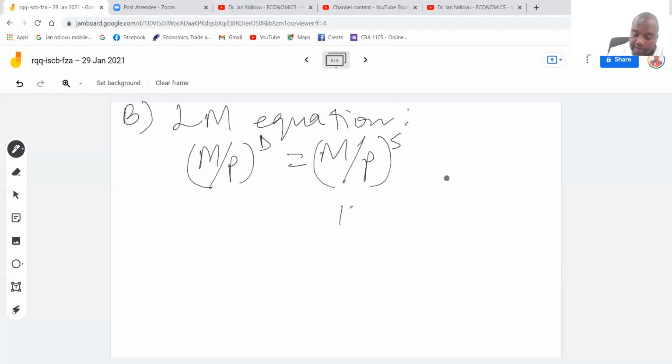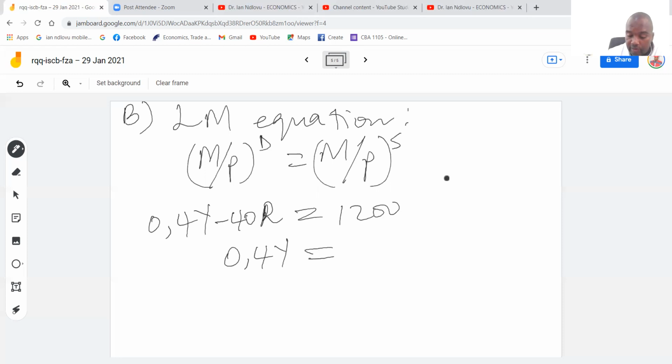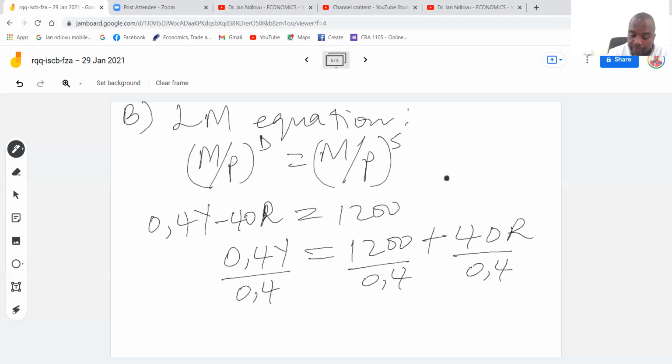And our money supply is 1,200, and our real money demand is 0.4 Y minus 40 R. And then we take 40 R to the other side, and we get 1,200 plus 40 R. And we divide both sides by 0.4, and we get 1,200 over 0.4, which gives us 3,000, and 40 over 0.4 gives us 100.